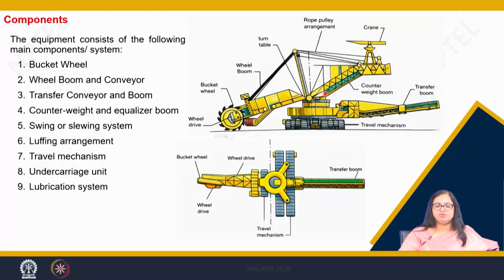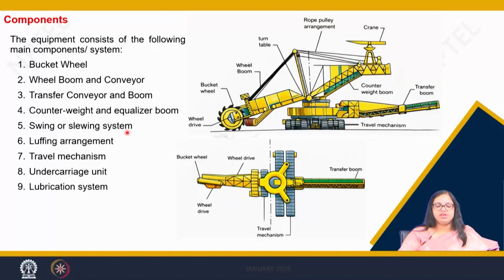Now there is a counterweight and equalizer boom which helps in balancing the whole machine. When these buckets are loaded with material, the eccentricity shifts towards the front end of this machine. So there is a counterweight boom which helps in the stability of the same.